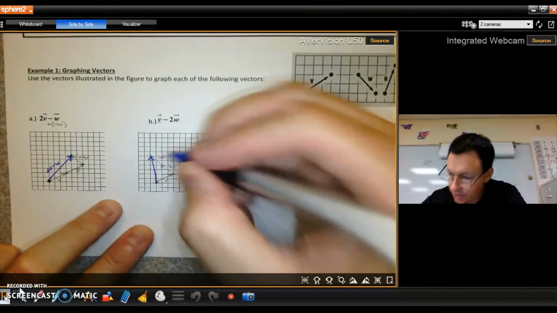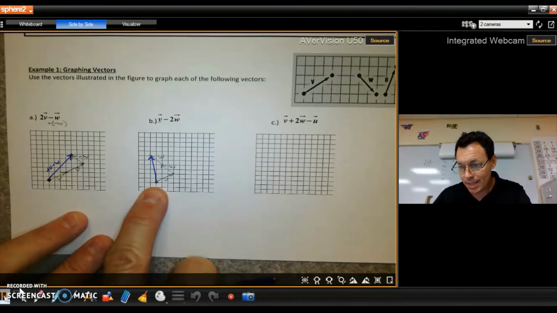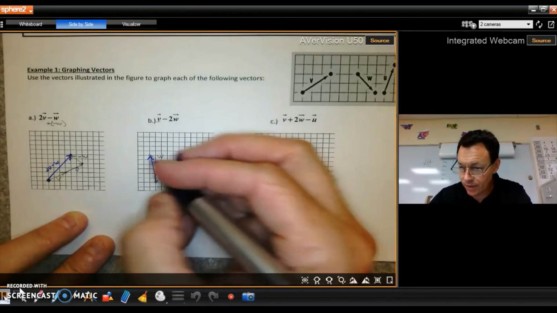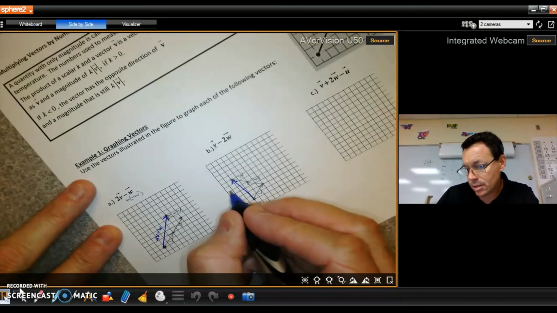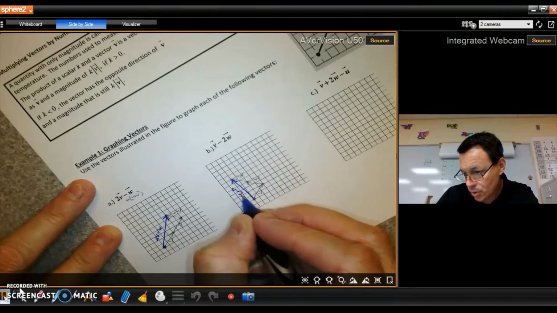is that vector in that direction. This was my initial point, and so that's going to be the initial point of my answer, and that's the terminal point of my answer. So this is vector, and sometimes you have to move it, v minus 2w.